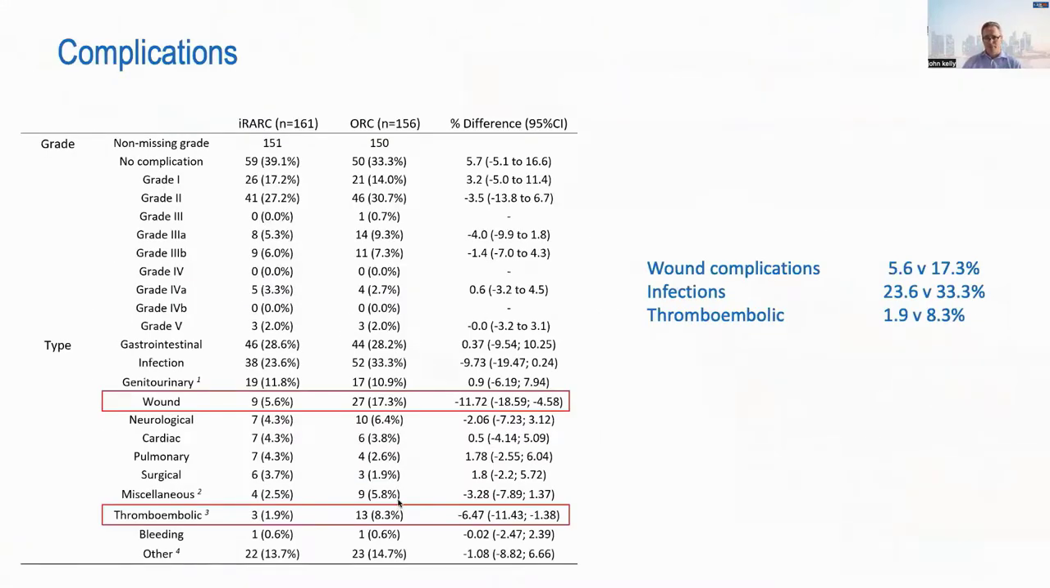When we looked at complications, there were some striking differences. For example, wound complications were 5.6% in robotic versus 17% in open. Infections were 23% in robotic versus 33% in the open. And a measure that we didn't expect was a much lower venous thromboembolic risk in patients undergoing robotic radical cystectomy. So the VTE rate was 1.9% in patients having intracorporeal robotic cystectomy versus 8.3% in patients having open radical cystectomy. And we believe that this is significant. If a trial of large enough numbers was performed, we would see a clinical output from this lower VTE risk in patients receiving the robotic surgery.